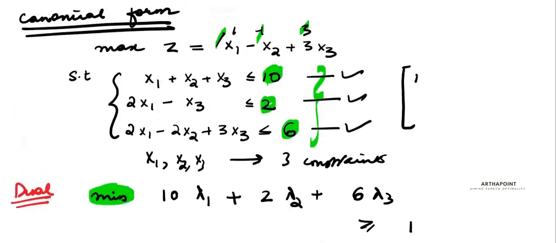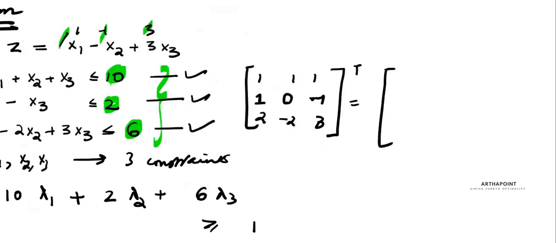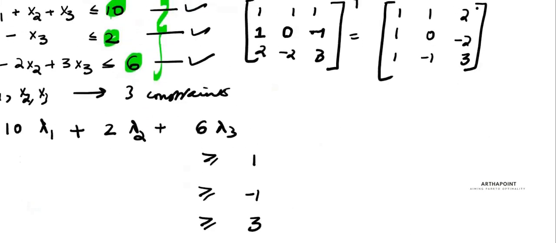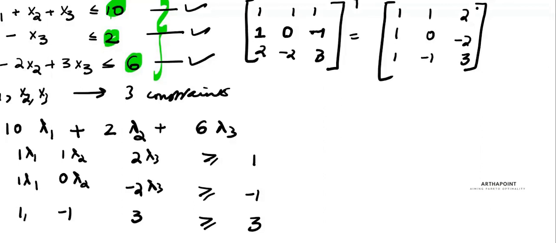So my initial matrix was 1, 1, 1. X1 had coefficient of 1, x2 0, x3 minus 1, x1 2, x2 minus 2, x3 3. And I will transpose this matrix and I will get 1, 1, 1, 1, 0, minus 1, 2, minus 2, 3. This is what I am going to get. And I will go ahead and multiply lambda 1, lambda 2, lambda 3.